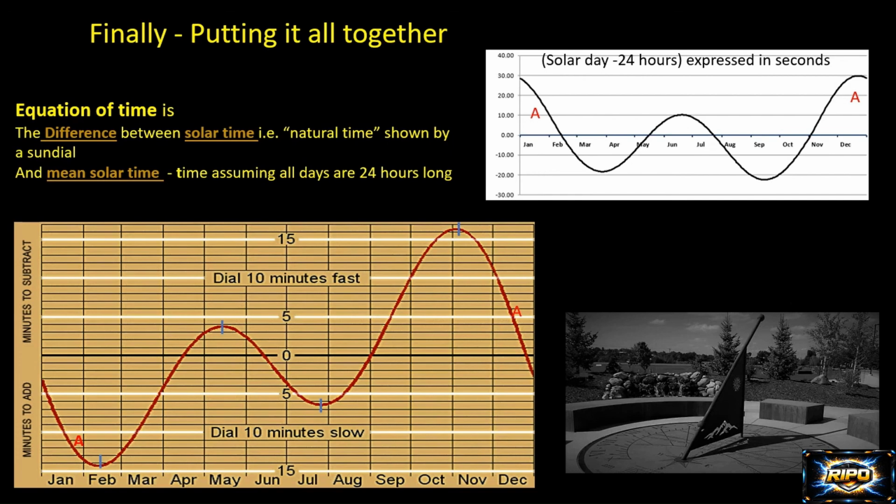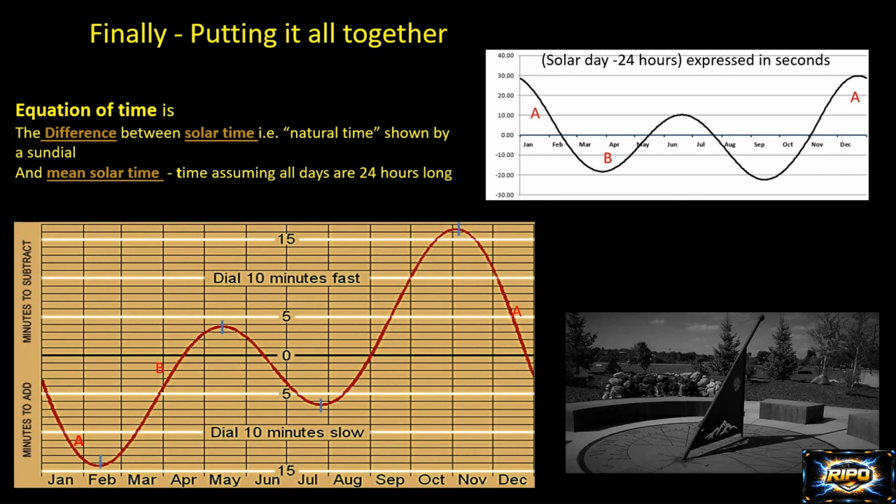Now in region B, our solar day is now shorter than 24 hours. So that means the middle of the day, where the sun is at its highest in the sky, will get progressively earlier each day. This continues until May the 15th, when the sundial will now be 4 minutes fast.